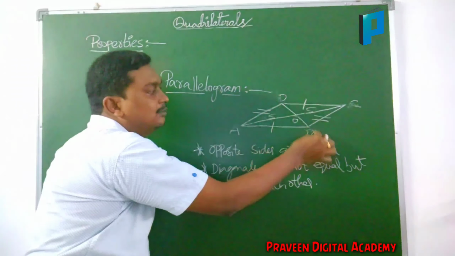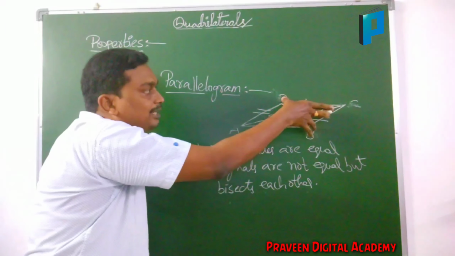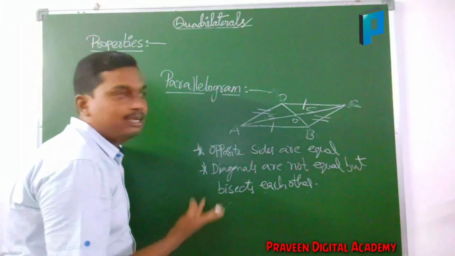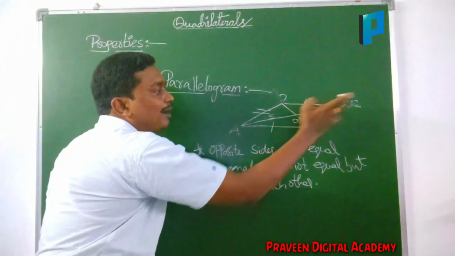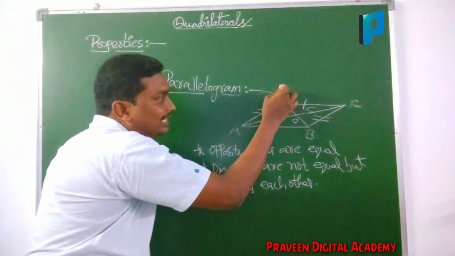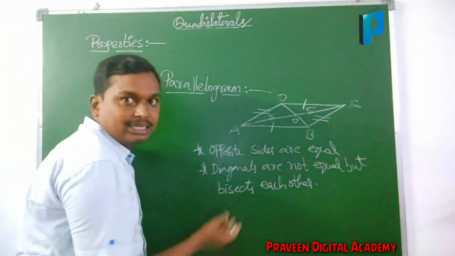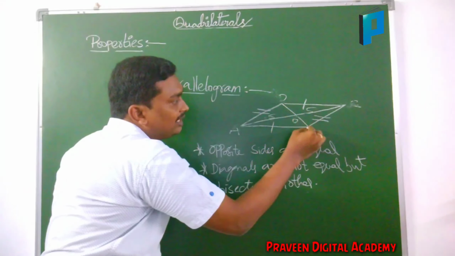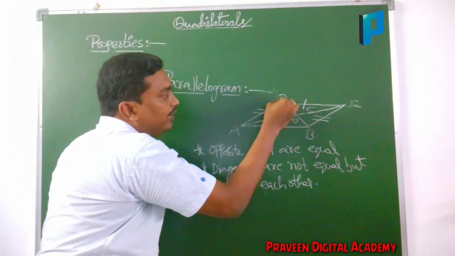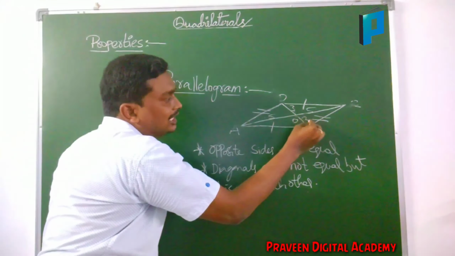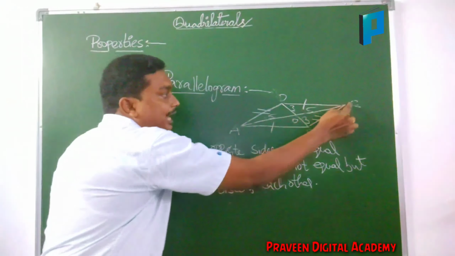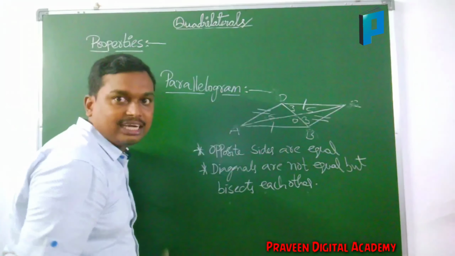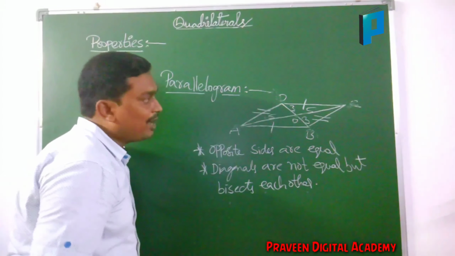Here if we take BD as 6, what is BD totally? 6 we will have, and AC is 10. Here 10 is divided into two parts, which is called bisector. This BD also bisects each other, means this total 6 is divided into OD is 3, OB is 3. So diagonals are not equal, but they bisect each other, dividing into two equal parts.